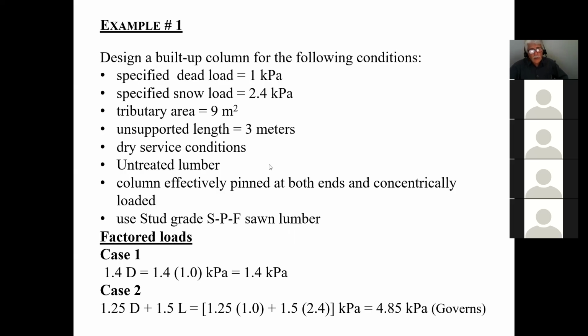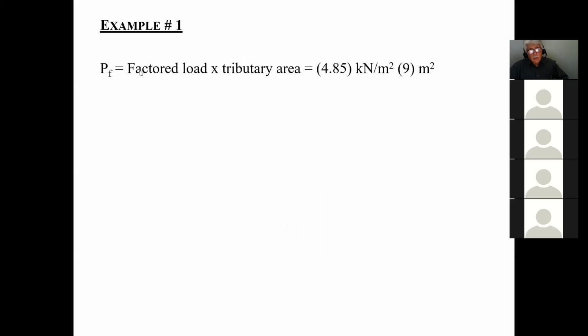Now, how do I calculate PF? PF is very simple, okay? PF is equal to the factored load times my tributary area. And if you look at the units, with square meters, I end up in kilonewtons. Those are the right units. That's going to be the axial force coming down right through the column. And this is going to give me an axial force of 43.65. Let me write this down. 43.65 kilonewtons. So now I've got my PF.